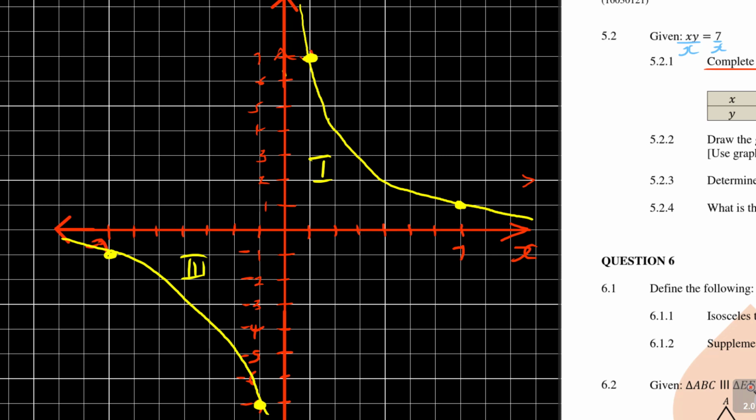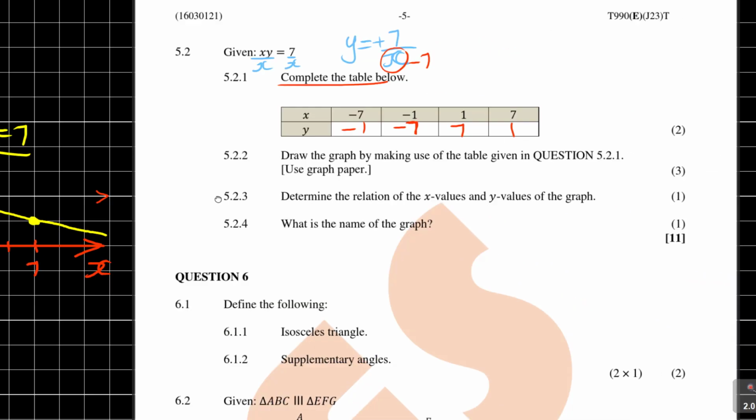Then don't forget to label it: x, y is equal to 7. That's what they told us. Don't forget this type of graph. This is a hyperbola. All right, so please remember that.